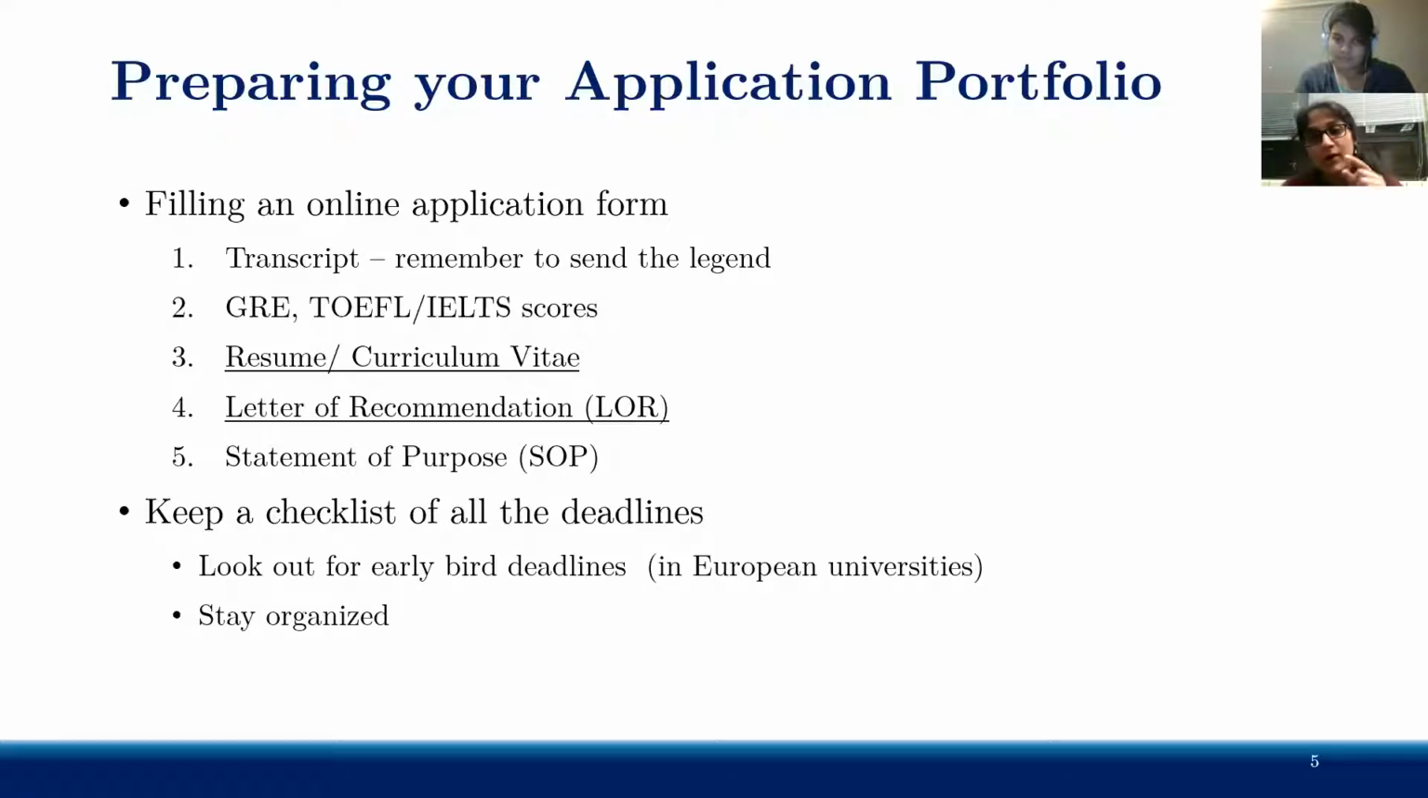Look out for early bird deadlines, especially in European universities. They have early bird deadlines in the sense, I think they open it for certain types of scholarships. So if you want to be eligible or apply for a certain scholarship, you can apply a few months earlier than when they open it up for everybody to apply. So usually the websites are very clear about it. They tell the early bird deadline is on this date and this date. They don't really hide it or anything.